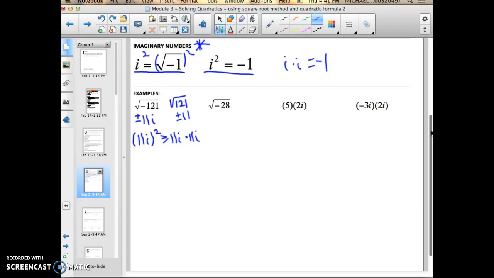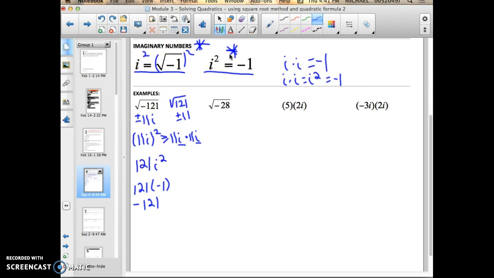Now 11 times 11 is 121. And I times I, remember, I times I equals I squared, and that equals negative 1. So I times I is I squared. You must know that 121 times I squared is negative 1. And then finally, negative 1 times 121 is indeed negative 121.